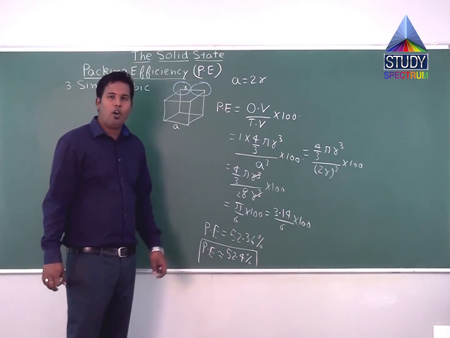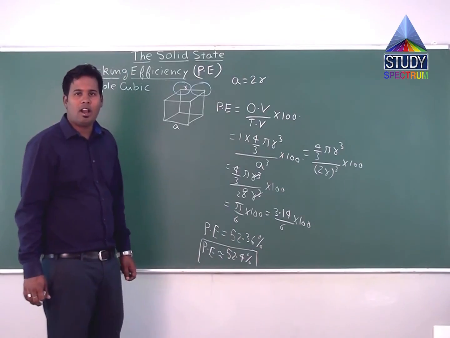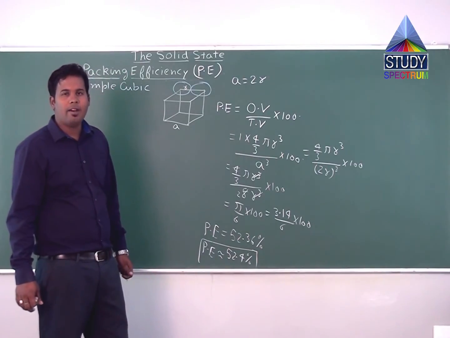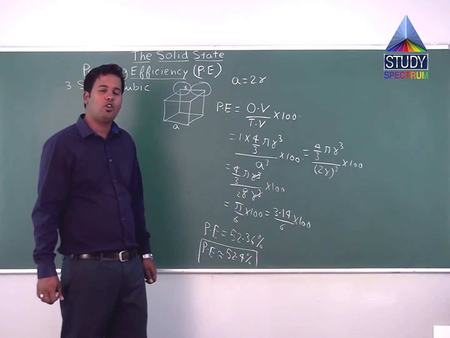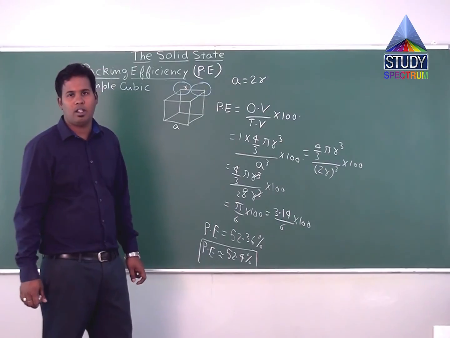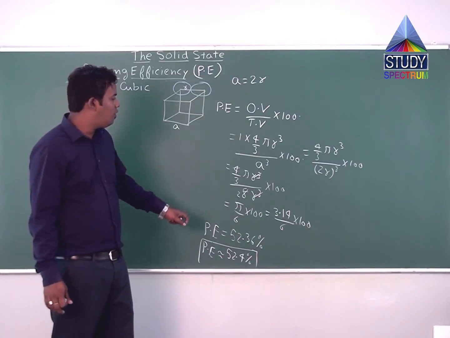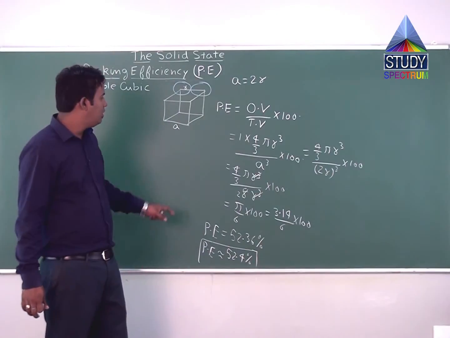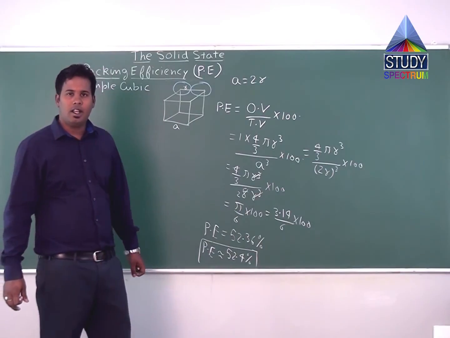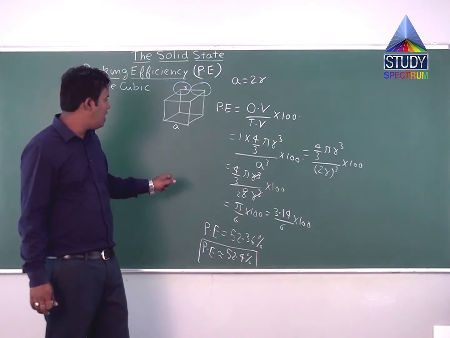Now for occupied volume, the volume of a sphere is 4 by 3 pi r cube, where small r represents the radius of that sphere, and the effective number of spheres is coming out to be 1. So the occupied volume, the numerator, simply becomes 1 into 4 by 3 pi r cube, which means simply 4 by 3 pi r cube. The total volume, that is the denominator, is the cube of the edge length of this unit cell, that is a cube.